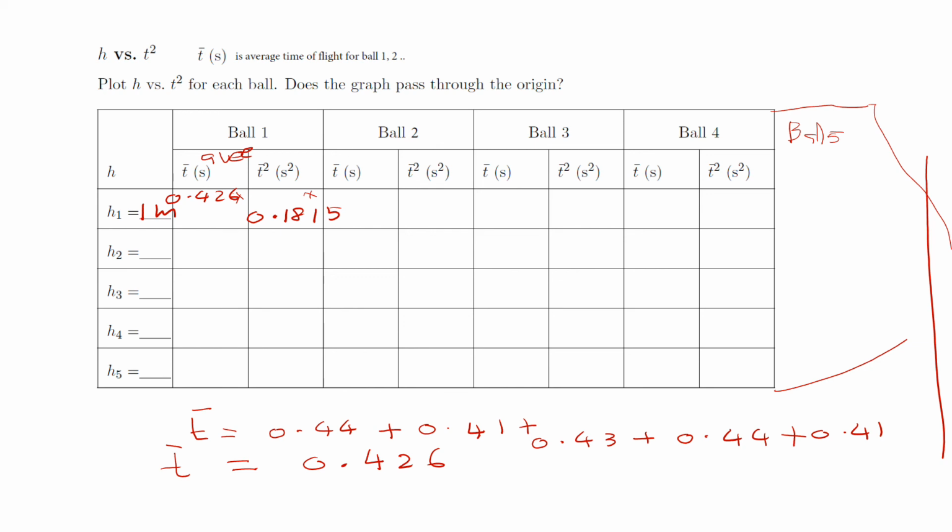and also height 2, height 3, height 4, height 5 from table 4, and the final table is table 5 for ball 5, and you can complete T bar and T bar squared. Once you have this table complete, you can plot height versus average time squared, check the slope and answer the questions, and from the slope you can calculate the acceleration due to gravity. I think you can complete the rest.